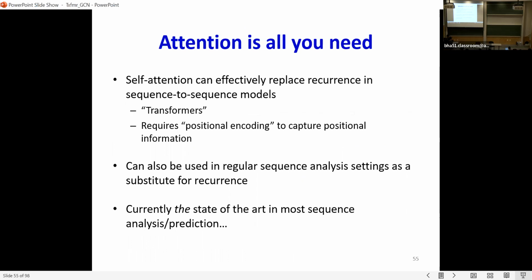So to recap, with self-attention, you can effectively replace recurrence in sequence-to-sequence models. That's called the transformer, and the major caveat to remember is that you need to add positional encoding, otherwise you don't have any form of positional information. And it can be used by keeping just the encoder or just the decoder, one or the other, depending on context, in order to replace most of the sequence tasks that you have seen, and even sometimes non-sequence tasks.